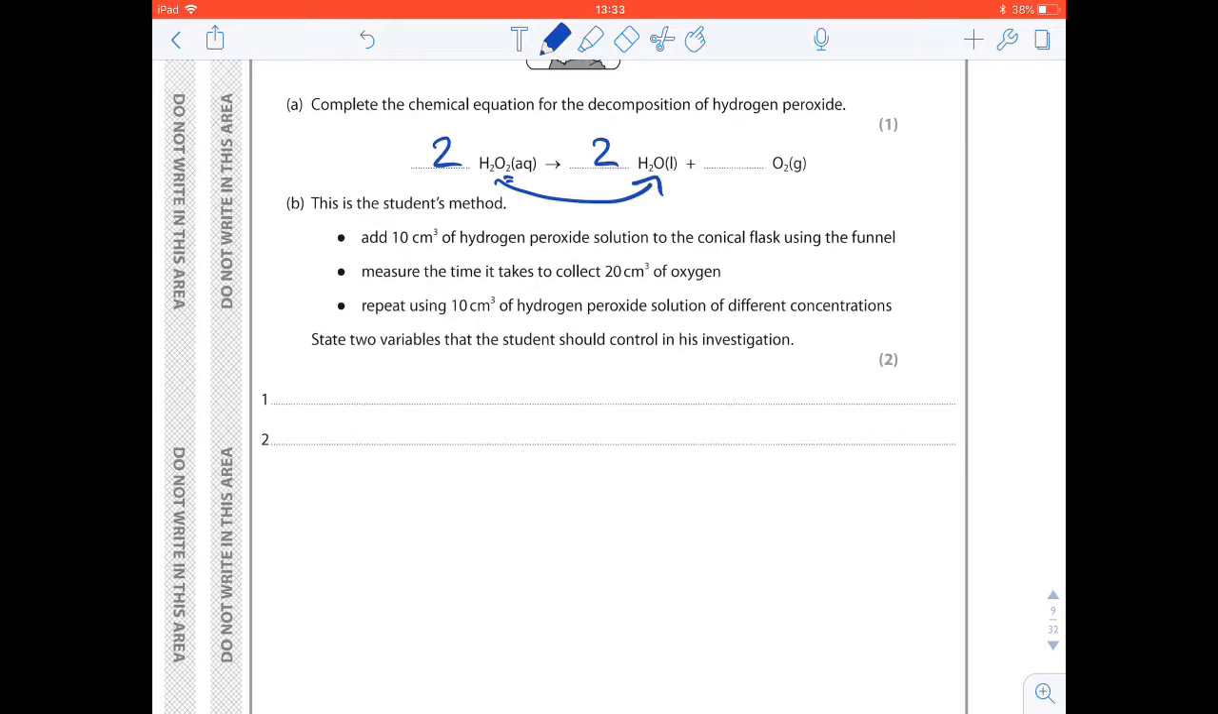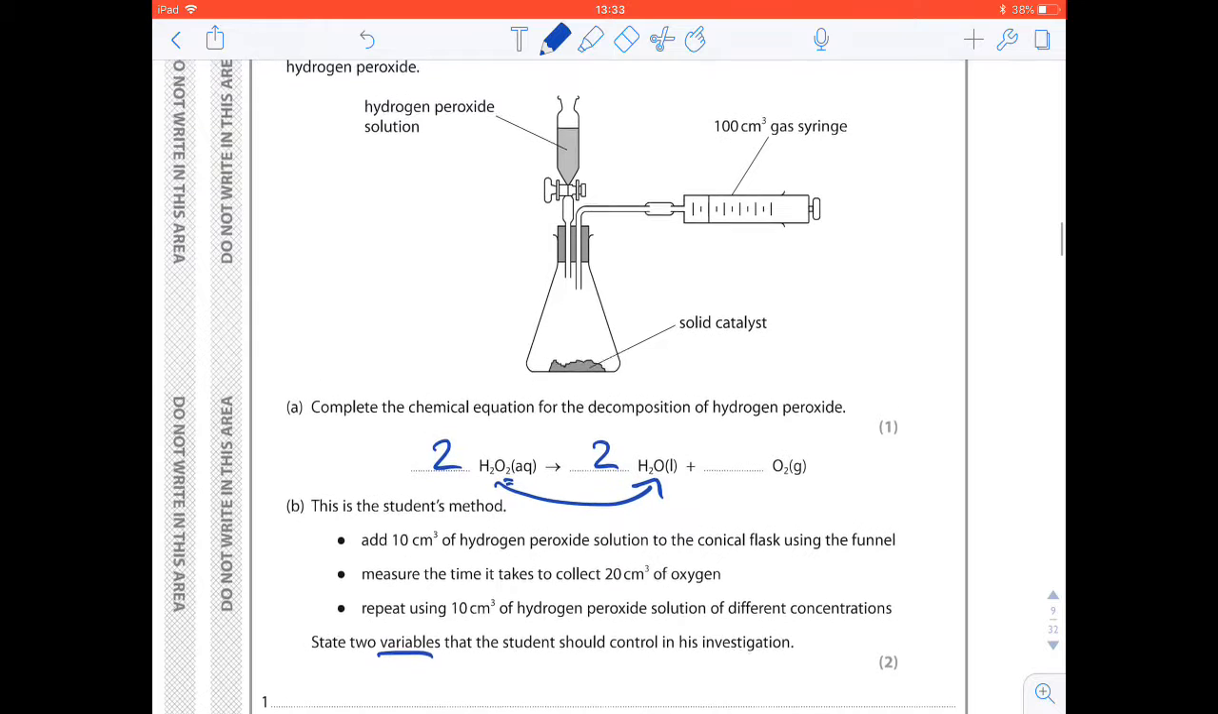For part B, the variables. Whenever you ask about variables, a variable has to be something that will influence the dependent variable, i.e. something that's going to change the reaction. So if it's a question about rates of reaction, you need to think about what variables affect the rate of reaction. In this case, you've got hydrogen peroxide, you've got a catalyst, but you should also be thinking generally, what do I know affects the rate of reaction?